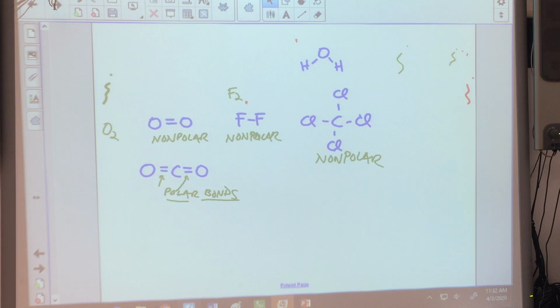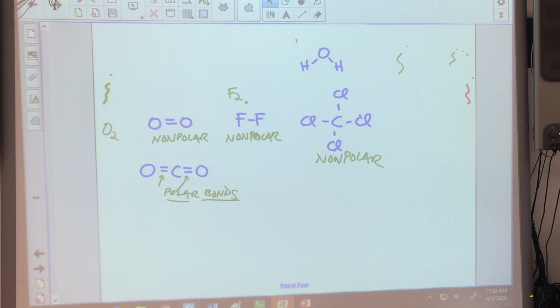Carbon dioxide, carbon is in group 4. Because it's in group 4, it has to have 4 bonds around it. Oxygen is in group 6. Because of that, it only wants 2 more electrons. So oxygen is going to have 2 bonds sharing 2 electrons.